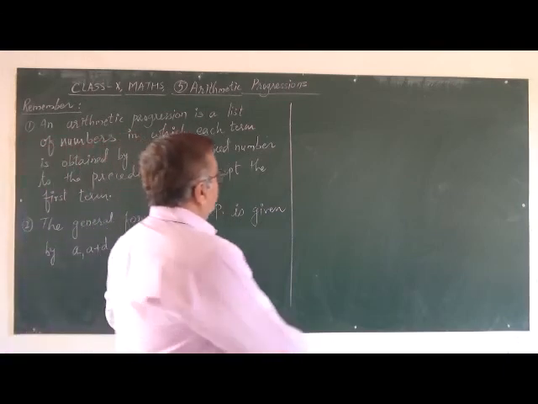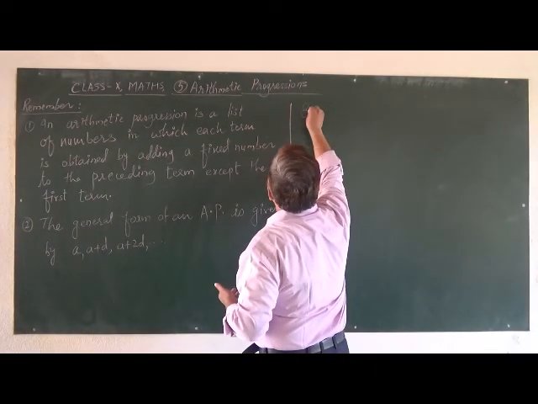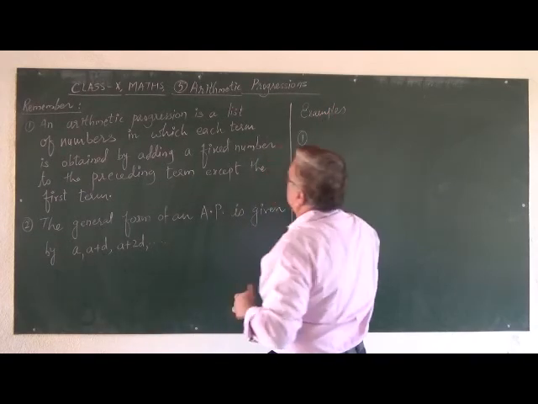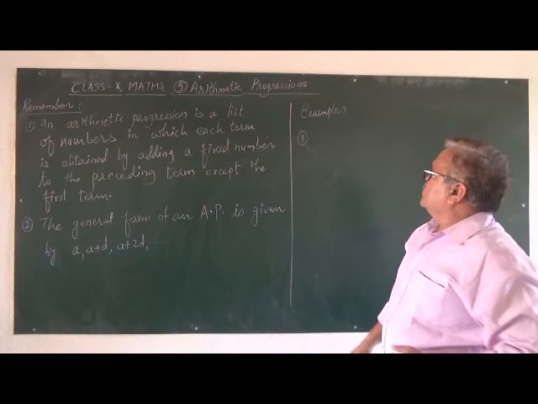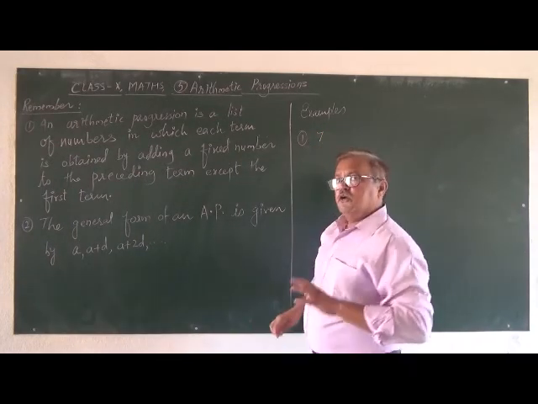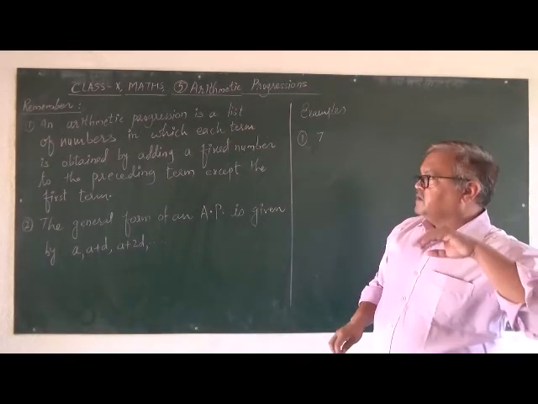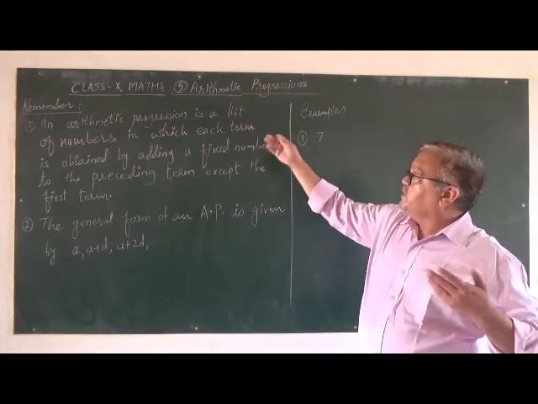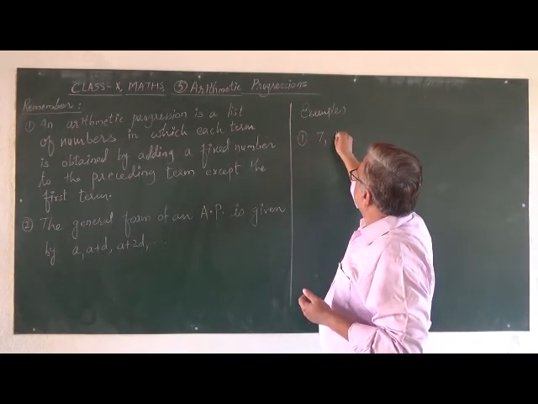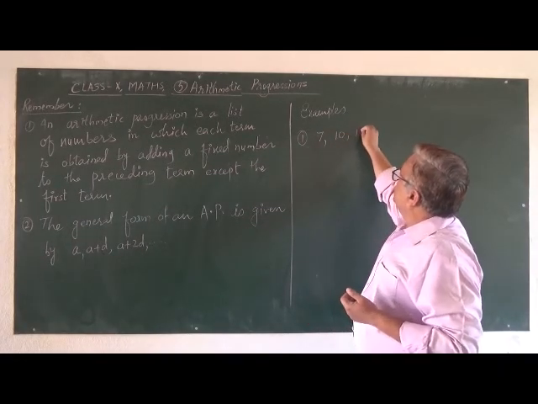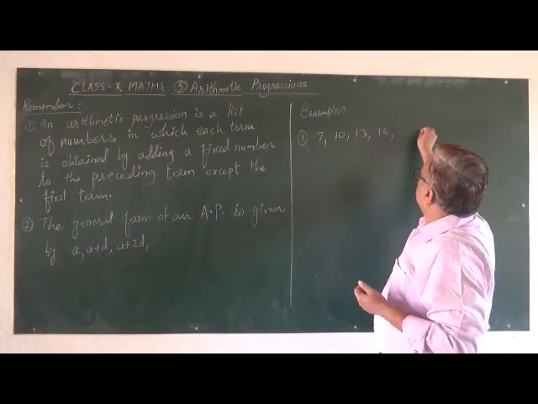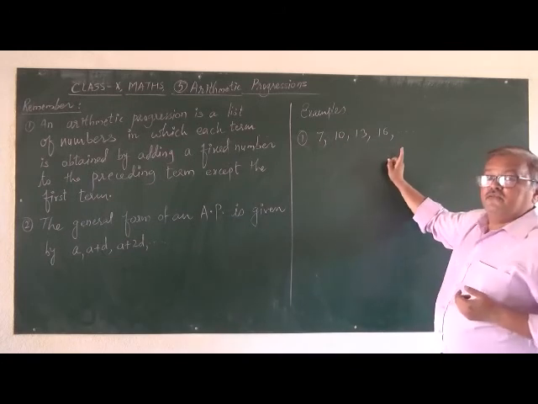Let us see some examples. First example. I want to create an AP. Suppose I have taken 7 and I have decided to add 3 to 7. That is, I have taken the fixed number as 3. So 7, then 7 plus 3 will be 10, 10 plus 3 will be 13, 13 plus 3 will be 16 and so on. So this is an example of an AP.